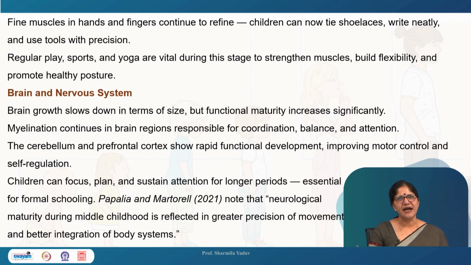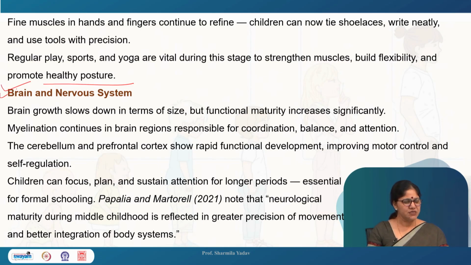Fine muscles in hands and fingers continue to refine. Children can now tie shoelaces, write neatly and use tools with precision. Regular play, sports, and yoga are vital during this stage to strengthen muscles, build flexibility, and promote healthy posture.